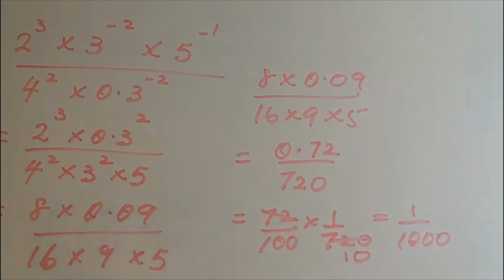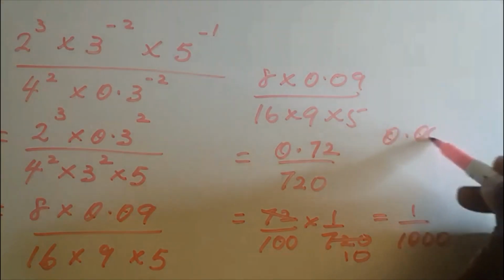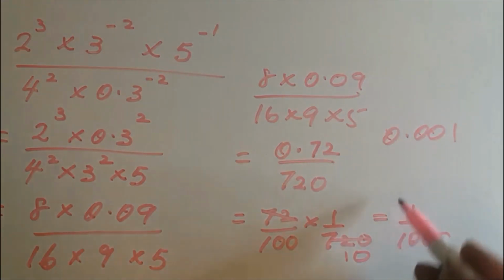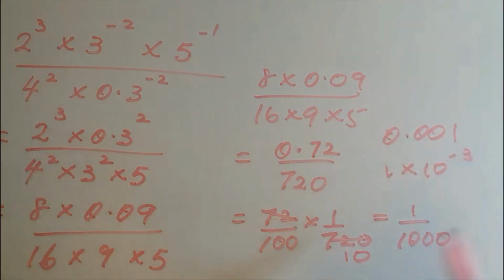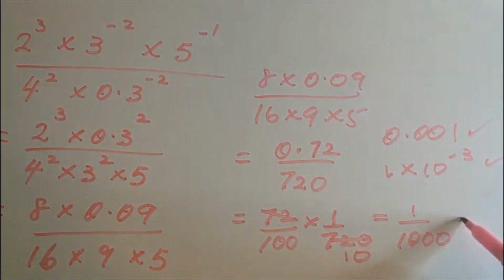Now there are two ways we can express this result. Well, three ways. We have 1,000th. We could also express it as 0.001, or in standard form as 1 times 10 to the minus 3. So all three of these are equivalent.